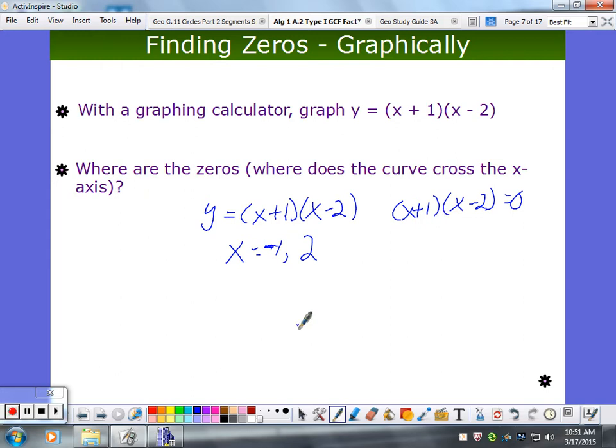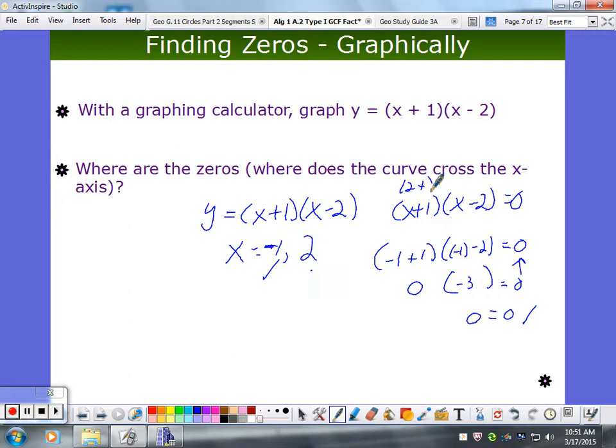It's the solution to that equation, which means if I were to plug it in, it should work, right? So if I plug in a negative 1 for the x's, what should I get? I should get that. What's negative 1 plus 1? 0. Do you even care what this is anymore? Does that equal 0? 0 times anything. Okay, so that's a solution. What happens if you plug 2 in? You get 2 plus 1 times 2 minus 2. Does that work? Yeah.